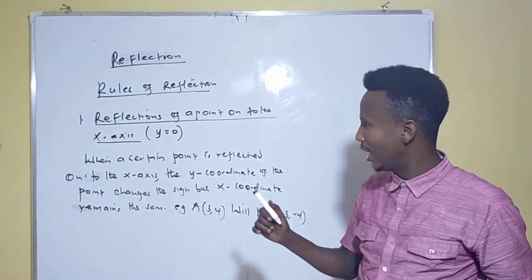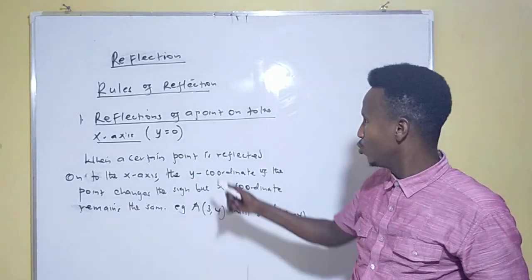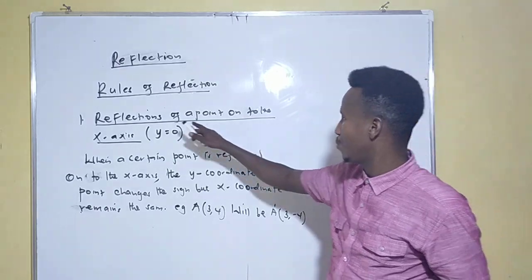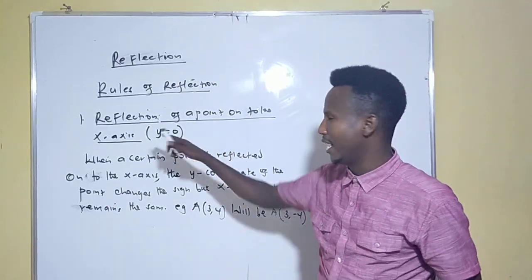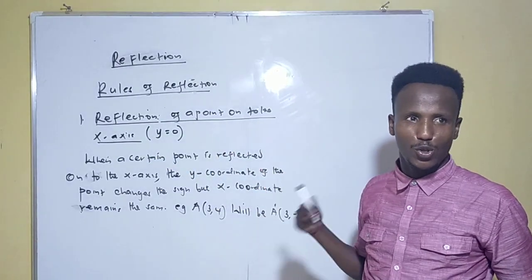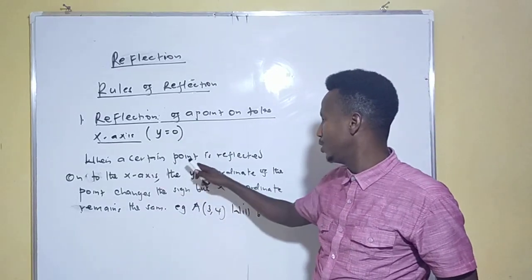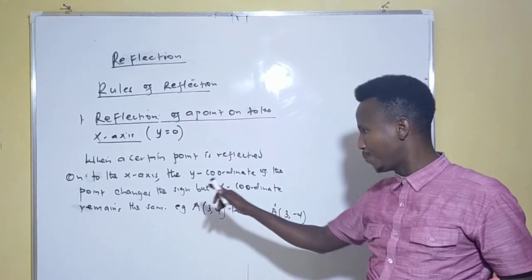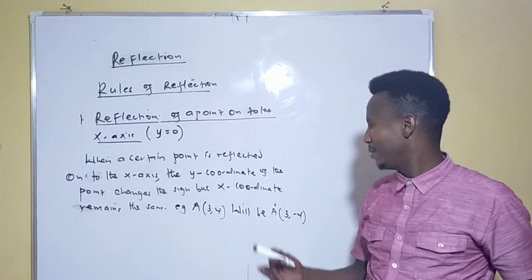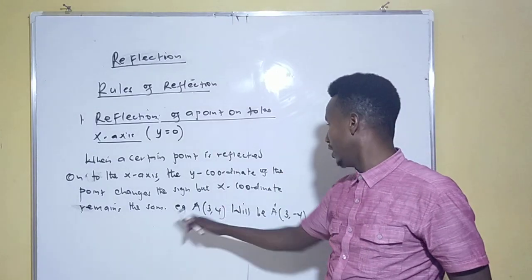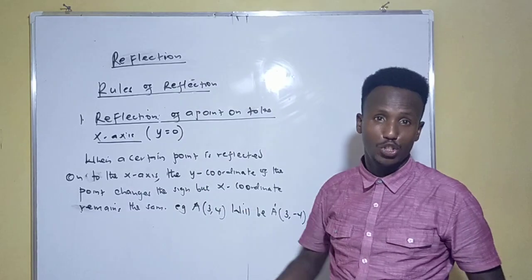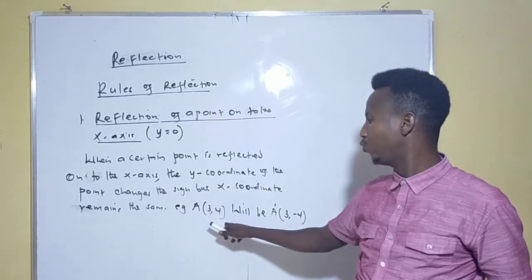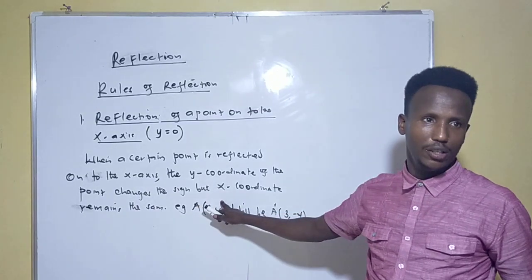Let us make sure you go with me up to the end. Rule number 1 of reflection is reflection of a point onto the x-axis, or the line y is equal to 0. They're the same. So when a certain point is reflected onto the x-axis, the y-coordinate of the point changes the sign, but the x-coordinate remains the same, meaning it will not change sign. So e.g. if you are told point A, which is (3, 4), remember this is for x and this for y, that's for one concept.